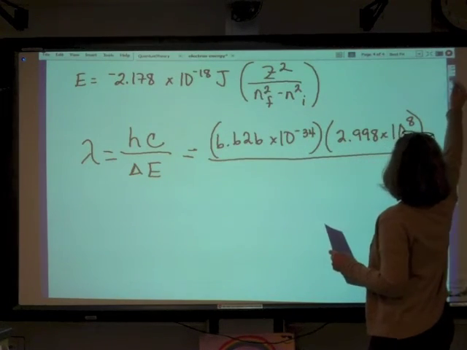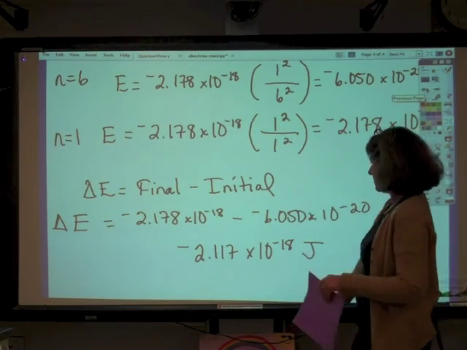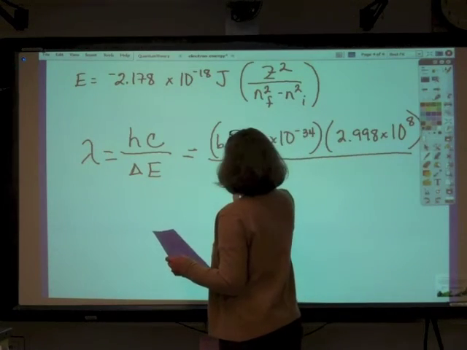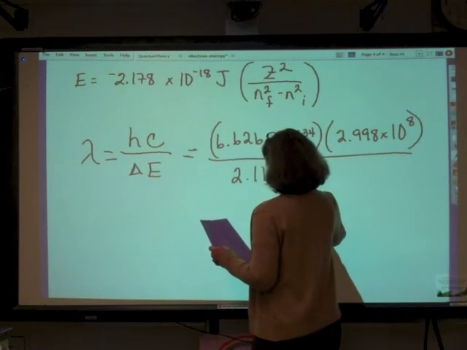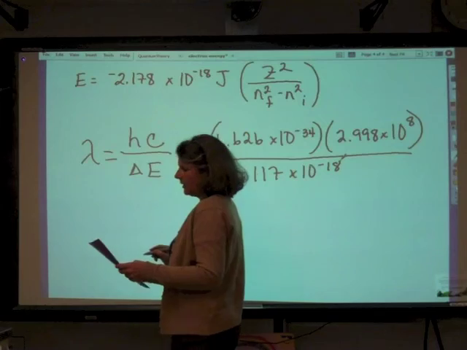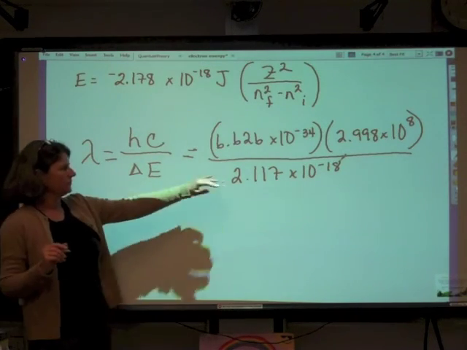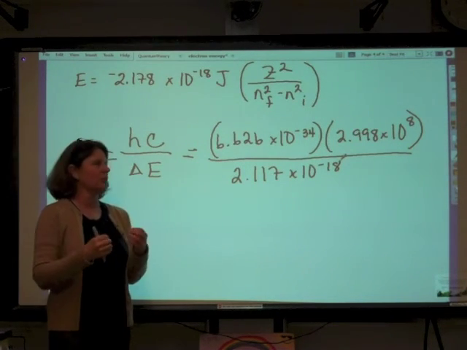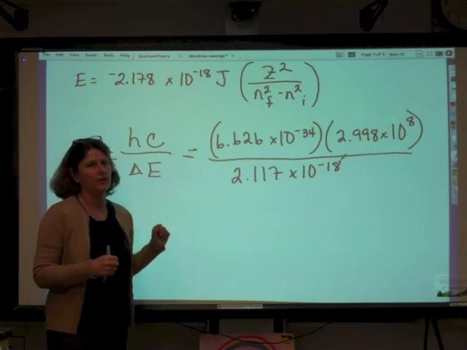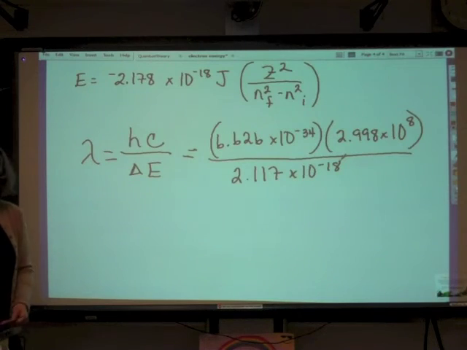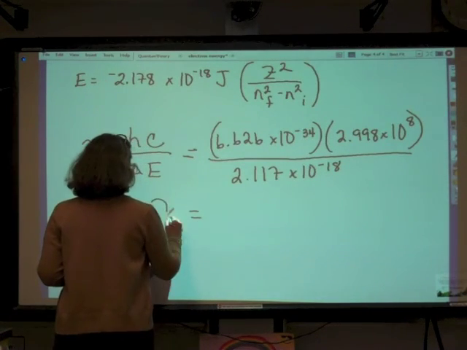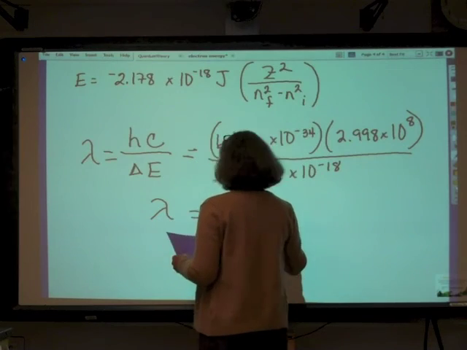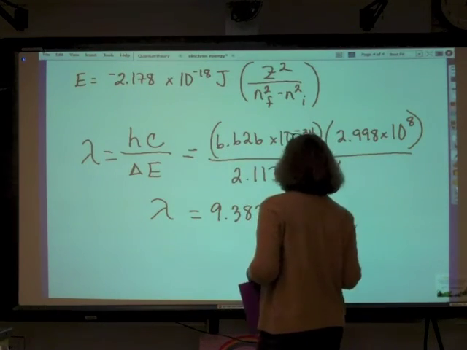And then our change in energy associated with this was negative 2.117 times 10 to the minus 18. Now, we use the absolute value here because the energy is emitted. We know that if the energy is emitted, it's negative, but this is going to be an absolute value. We don't want to come out with a negative wavelength. If we do this calculation, you guys, we end up getting a wavelength equal to 9.383 times 10 to the minus 8th meters.